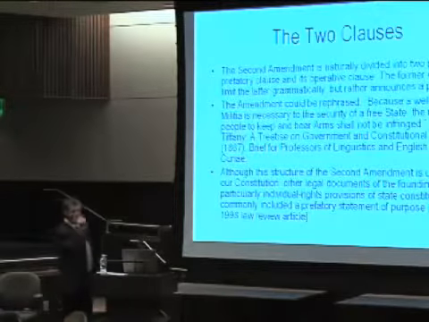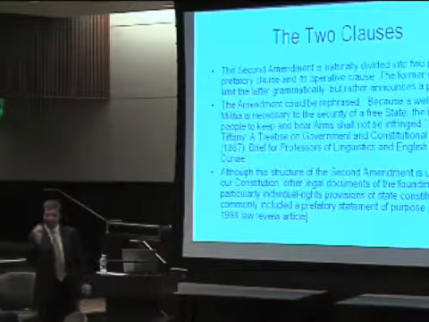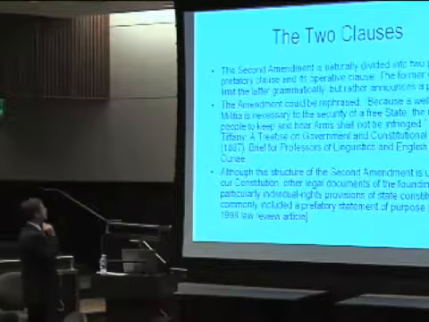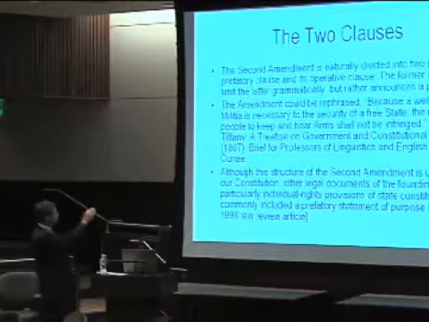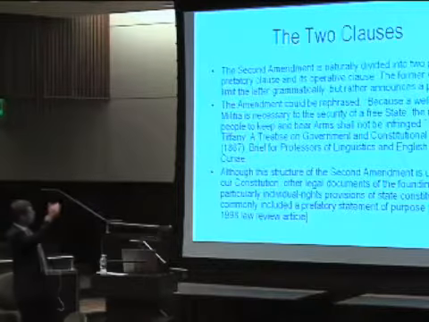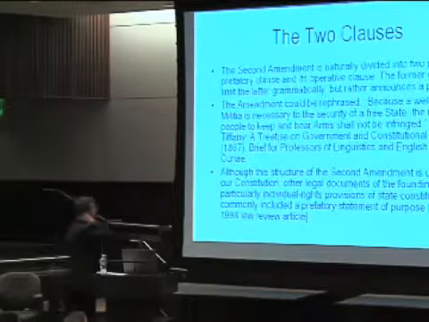And at the very outset, Scalia makes an assertion. It's a very important assertion. The former does not limit the latter grammatically, but rather announces a purpose. It could be rephrased as: because a well-regulated militia is necessary for the security of the state, the right of the people to keep and bear arms shall not be infringed.